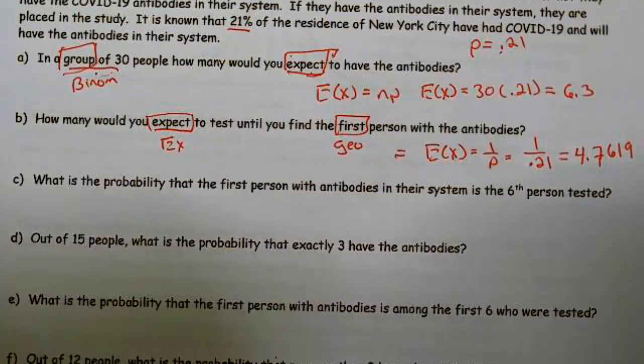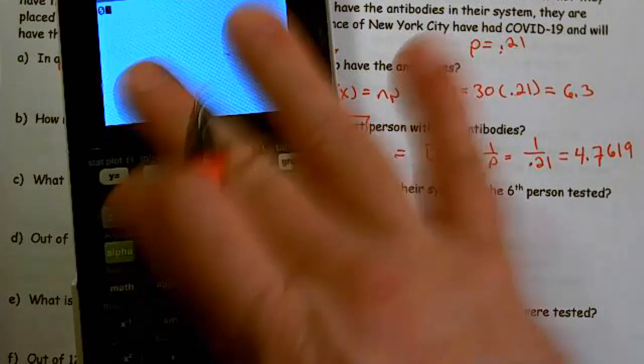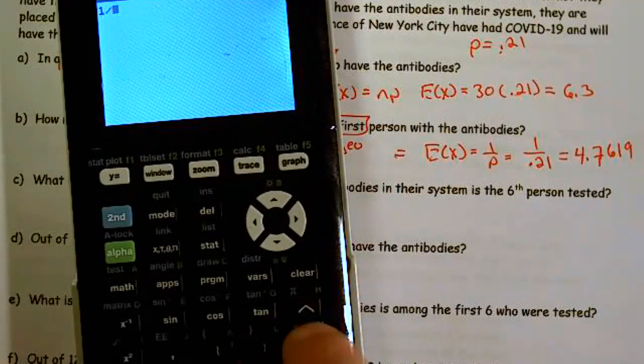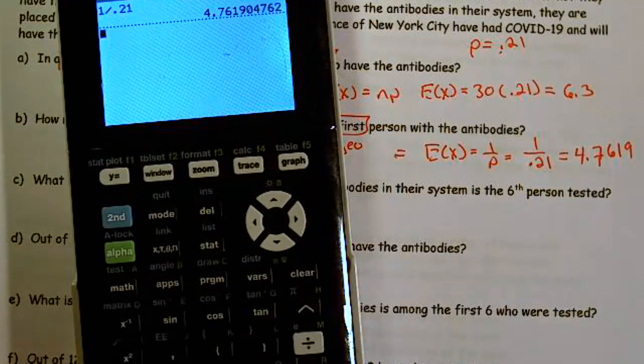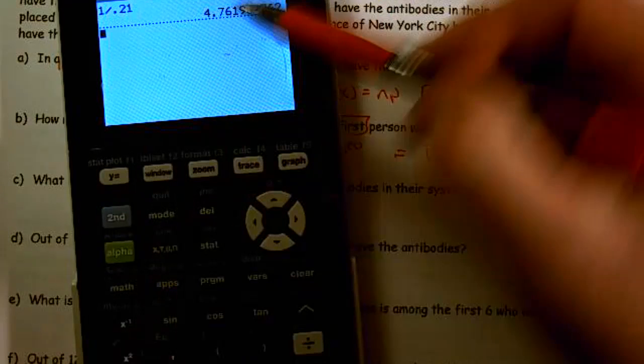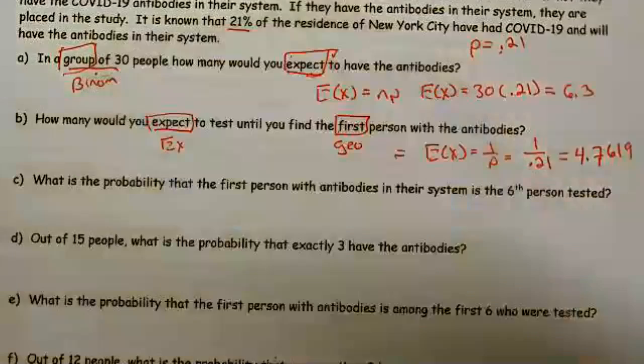And all I did on the calculator, just so you can see me do it, is I just went 1 divided by 0.21. That's all I did, nothing fancy, okay? And all I did was cut it off. I don't round, I just cut it off.